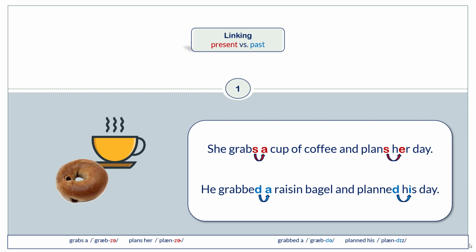She grabs a cup of coffee and plans her day. He grabbed a raisin bagel and planned his day. Grabs a. Plans her. Grabbed a. Planned his.